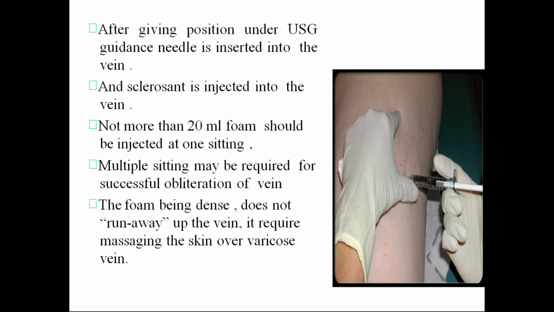After positioning under ultrasound guidance, a needle is inserted into the vein and sclerosant is injected into the vein. Not more than 20 ml foam should be injected at one sitting, and multiple sittings may be required for successful obliteration of the vein. The foam being dense, it does not run away up the vein. It requires massaging the skin over the varicose vein.